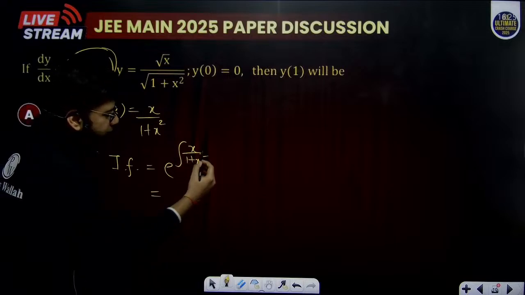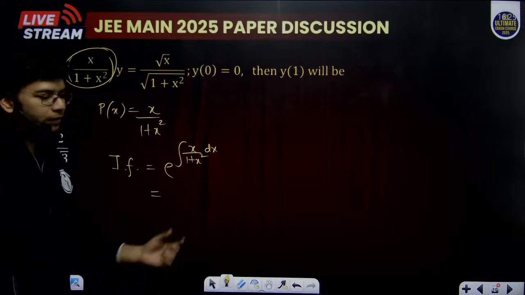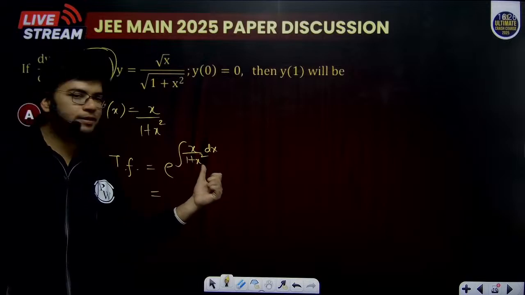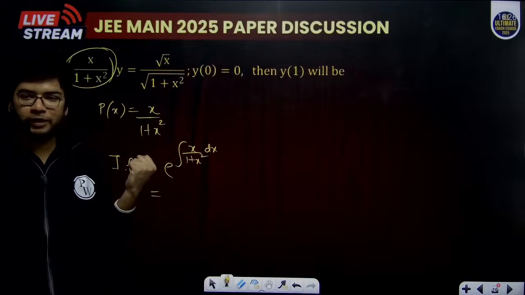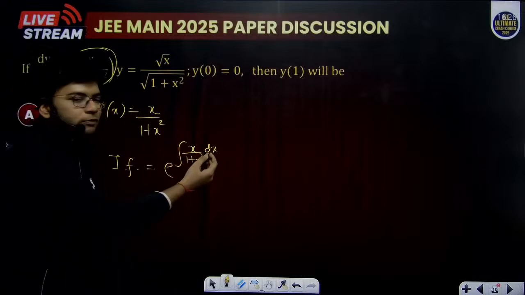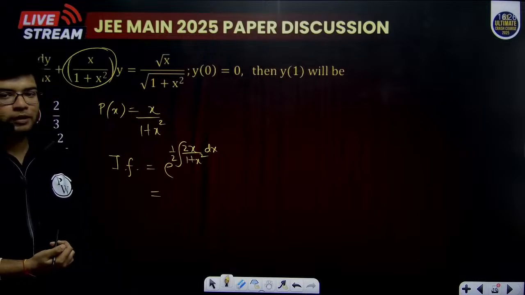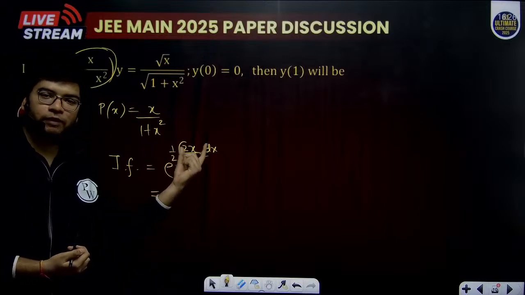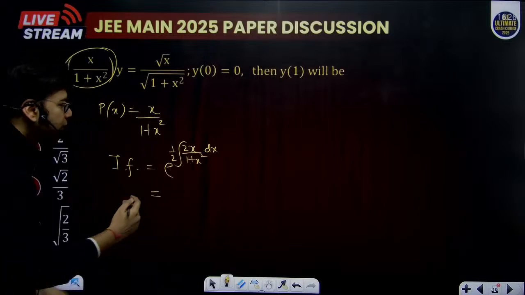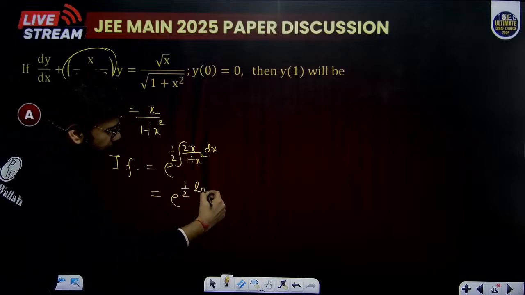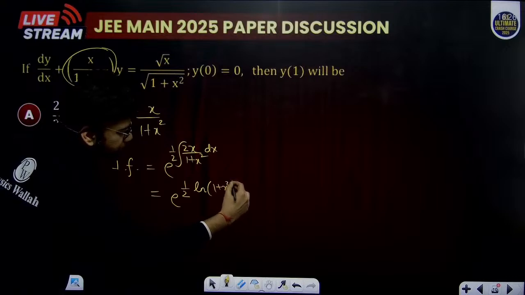Now, what will be the integration of this part? If I put 1 plus x square as t, this whole part will become dt; 2x dx will become dt. So I'll multiply by 2 and divide by 2. So I'll get the integration as ln of 1 plus x square. That means this is coming out as e raised to the power half ln of 1 plus x square.